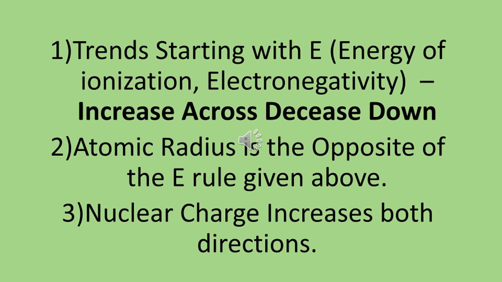Okay, so now that you know how periodic trends actually work, 3 easy rules that will help you remember the trends and apply them are the following. The first rule is that trends starting with an E, and that's energy of ionization and electronegativity, increase across and decrease down the table. The second rule is that atomic radius is the opposite of the E rule I just said, and it decreases across and increases down the table. And the third rule is that nuclear charge increases in both directions.